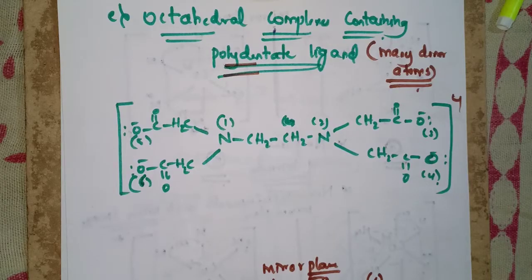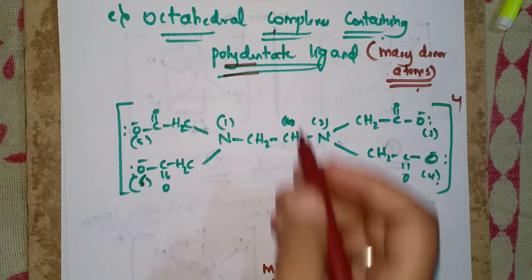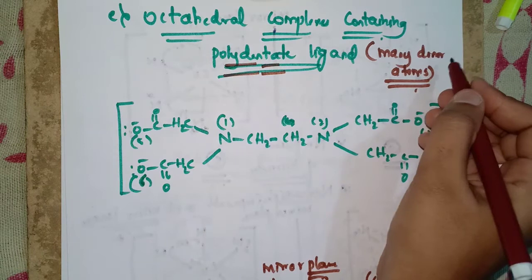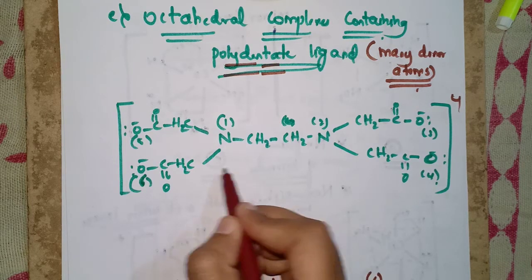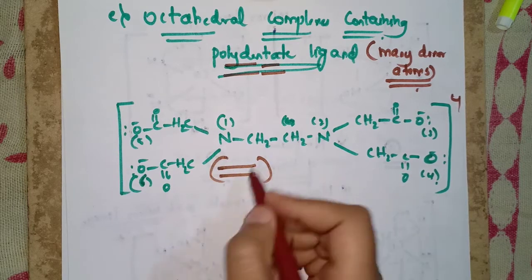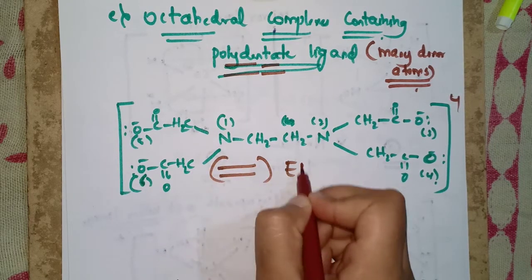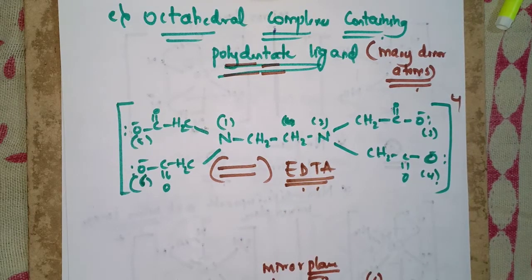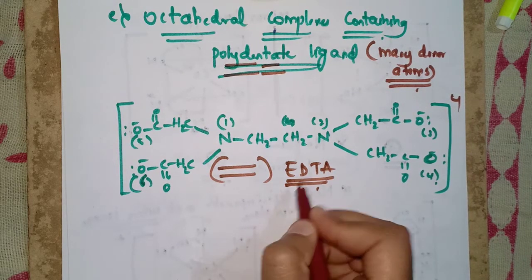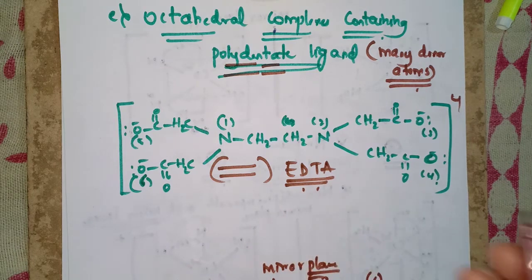The next type of complex is octahedral complexes containing polydentate ligand. Here polydentate ligand means having many donor atoms which are sharing pairs of electrons towards the central metal atom through coordinate bonds. Here I have taken the example of EDTA, that is ethylene diamine tetraacetate ion. It is a polydentate ligand, abbreviated as EDTA.